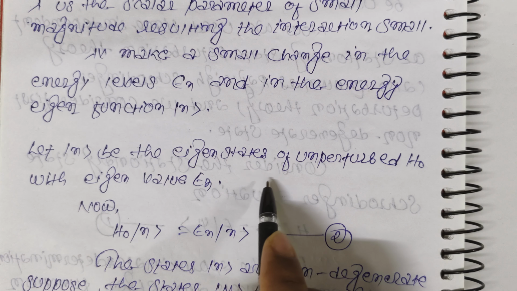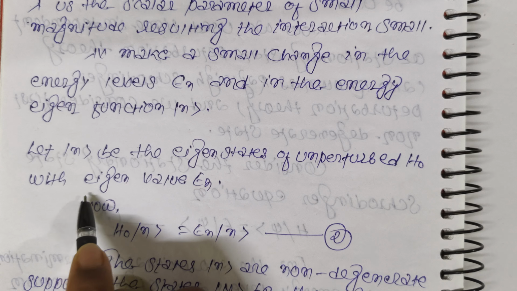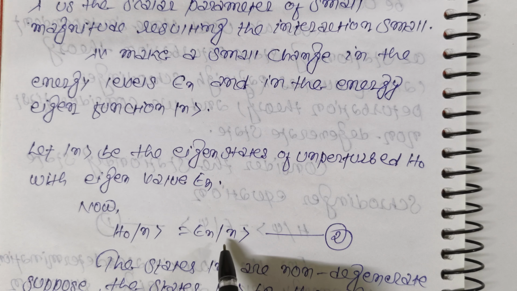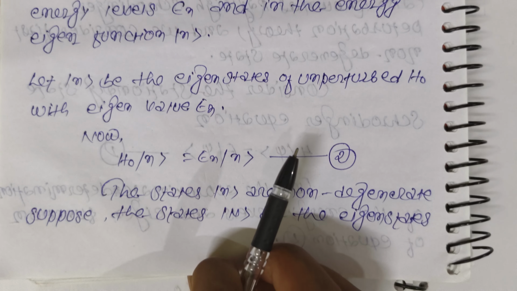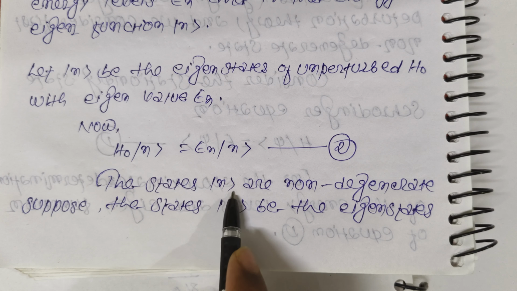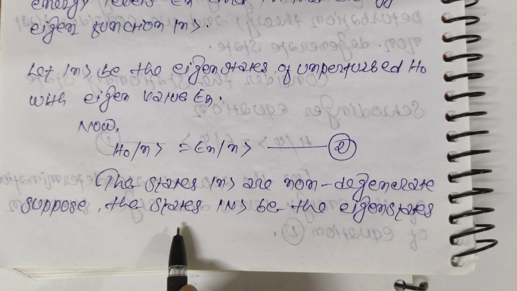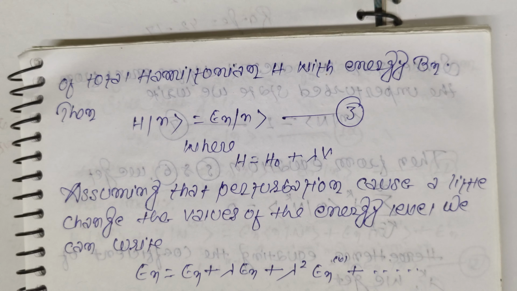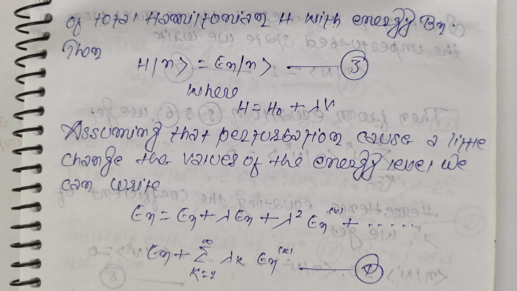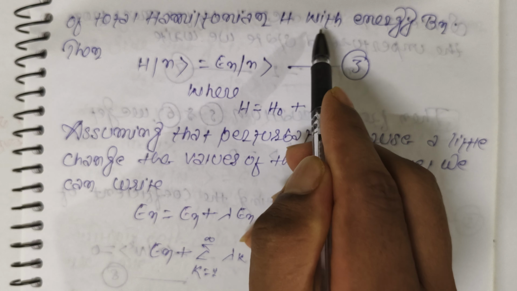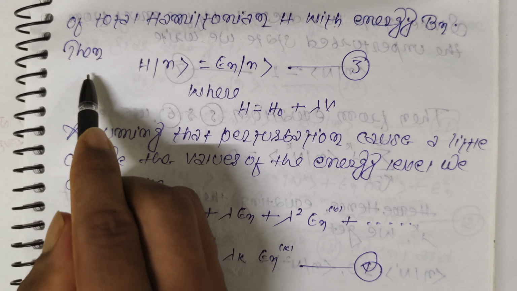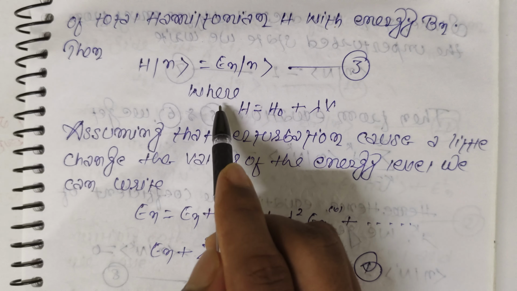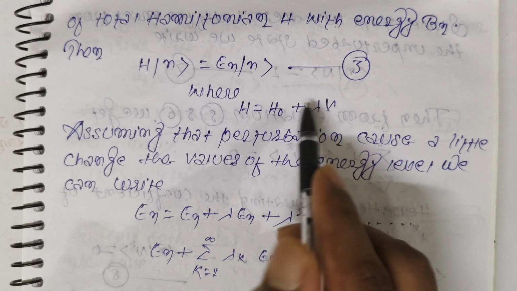Let |n> be the eigenstates of the unperturbed H naught with eigenvalue En. Now H naught |n> is equal to En |n>. This is equation 2, friends. The states |n> are non-degenerate. Suppose the states |ψn> be the eigenstates of the total Hamiltonian H with energy Εn. Then H |ψn> is equal to Εn |ψn>. This is equation 3, friends, where H is equal to H naught plus lambda V.